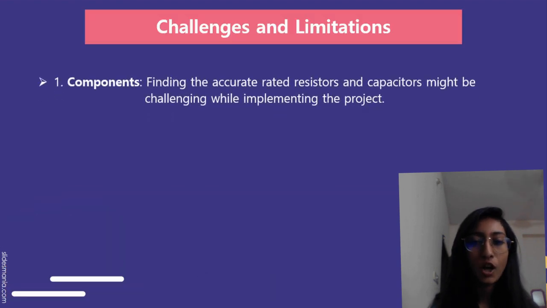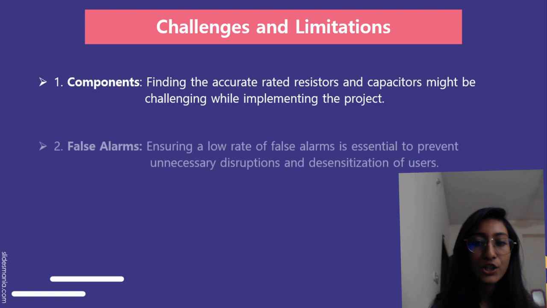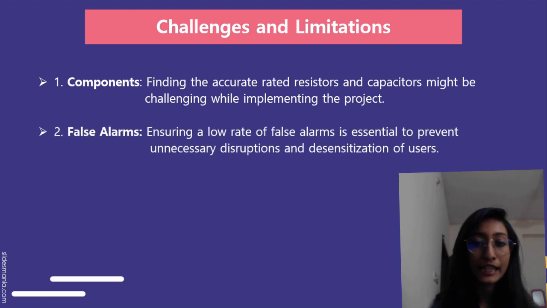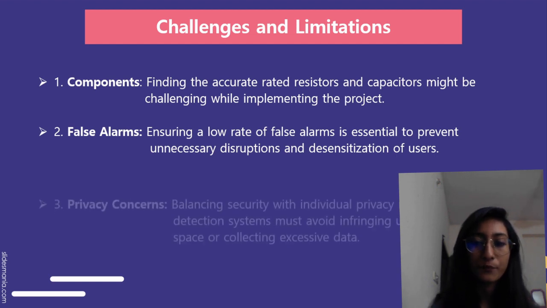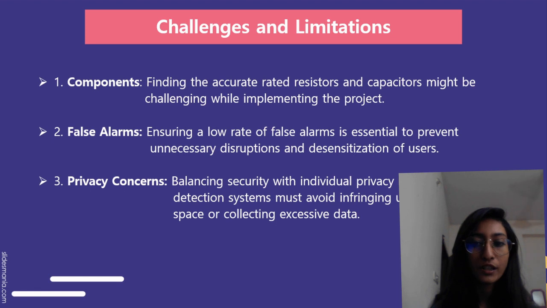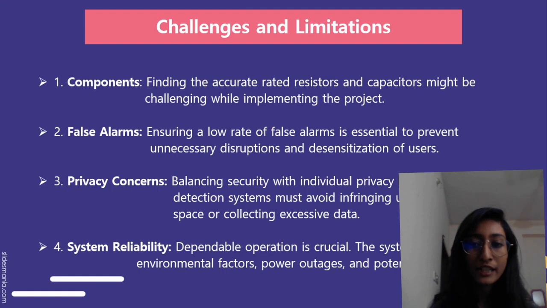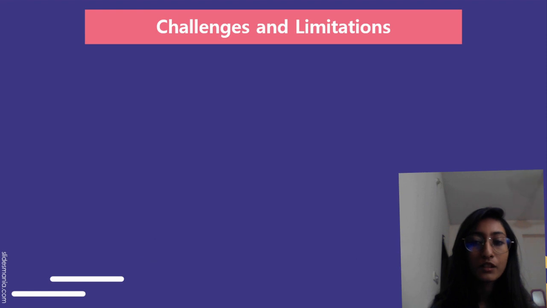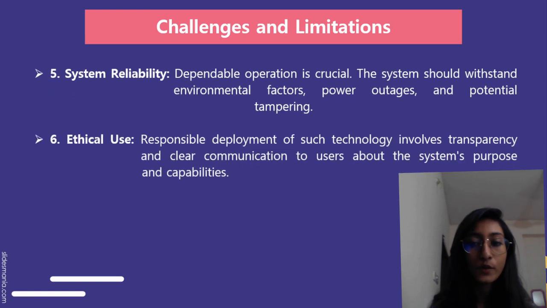Challenges and limitations. Components: finding accurately rated resistors and capacitors might be challenging while implementing the project. False alarm: ensuring a low rate of false alarms is essential to prevent unnecessary disruption of users. System reliability: dependable operation is crucial. The system should withstand environmental factors, power outages, and potential tampering. Ethical use: responsible deployment of such technology involves transparency and clear communication to users about the system's purpose and capabilities.